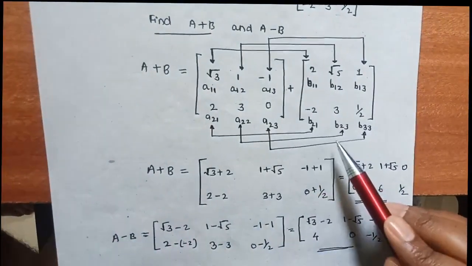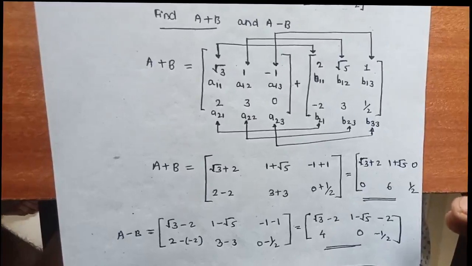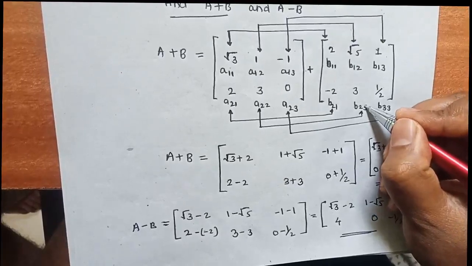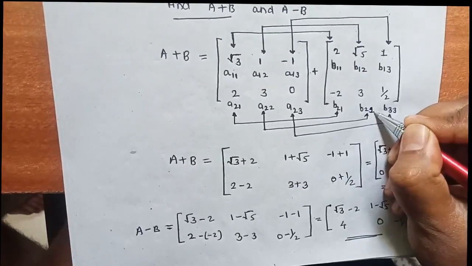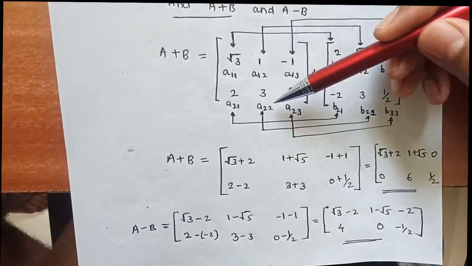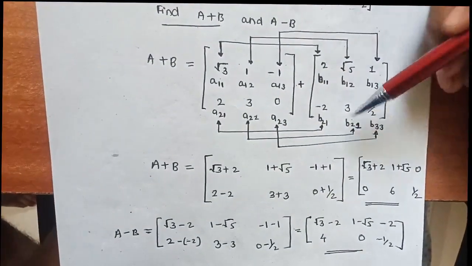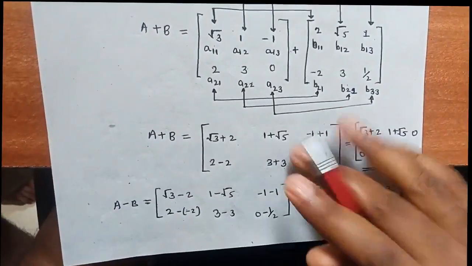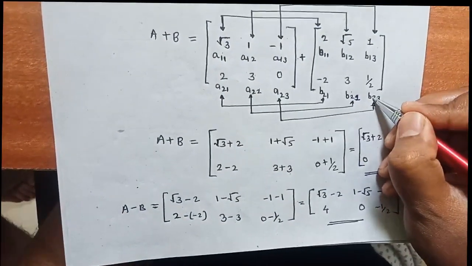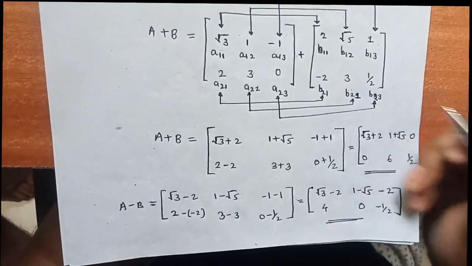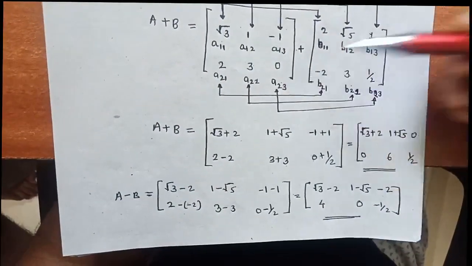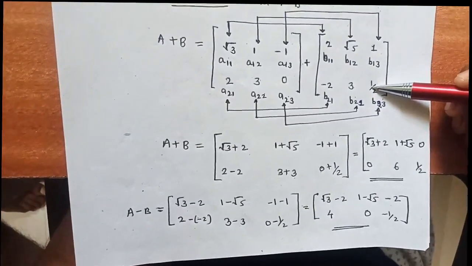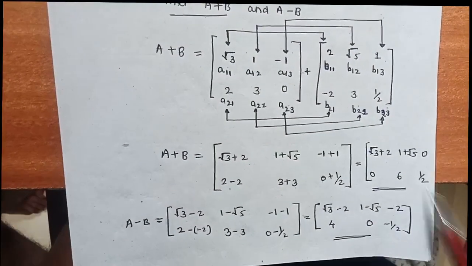This is 2 2 position, and this is also 2 2 position. So we can add 3 plus 3, it will be 6. So we can add this one. This is again 2 3, second row and third column. So this element I can add with this element. So 0 plus 1 by 2, I will get the 1 by 2 answer.